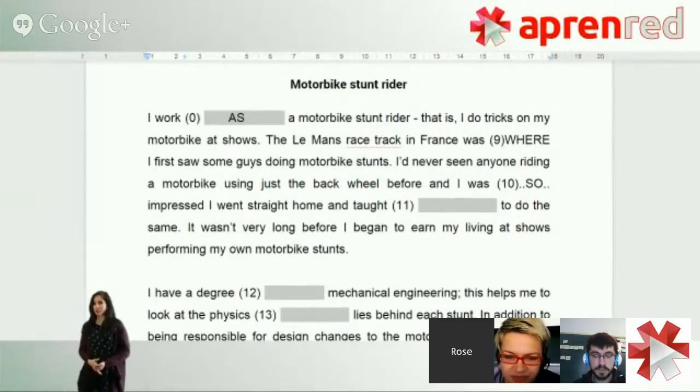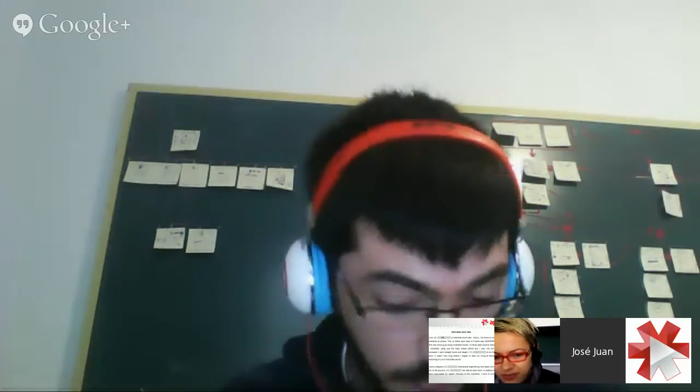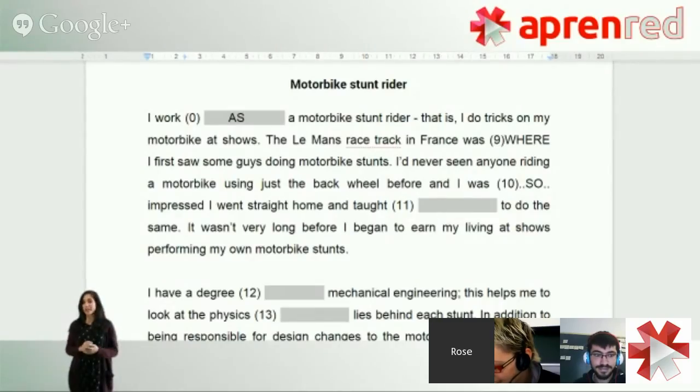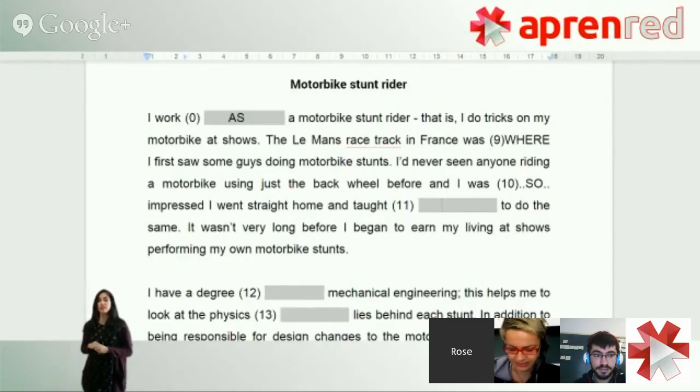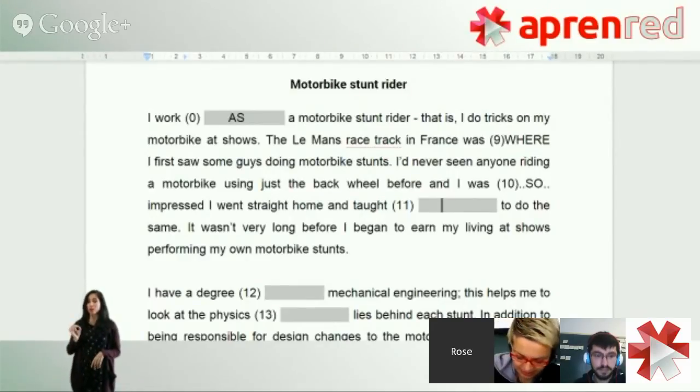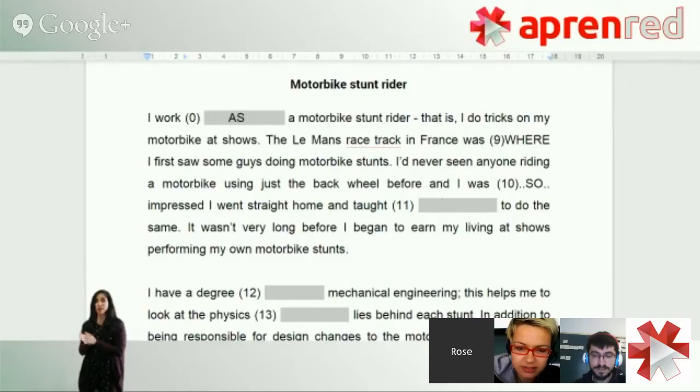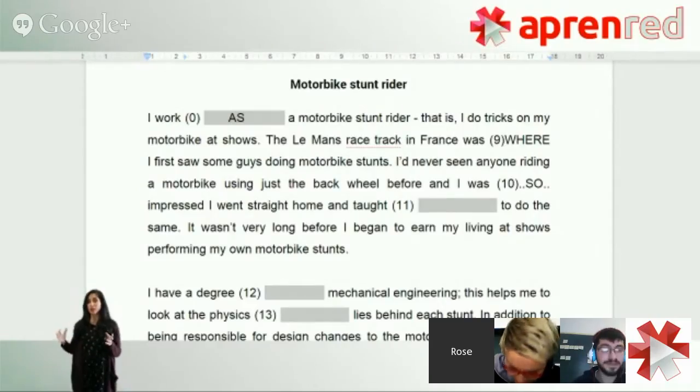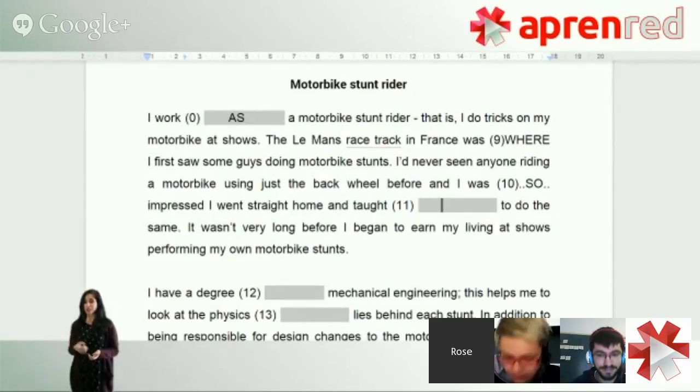And what did you put in number 10? In number 10, I wrote very, but so is... Why? It would be very if after express there was a point, you know, and a change of paragraph, but it's not. So I thought you would lose the continuity of the phrase putting a very instead of so. Okay. So impressed, I went straight home and taught myself.